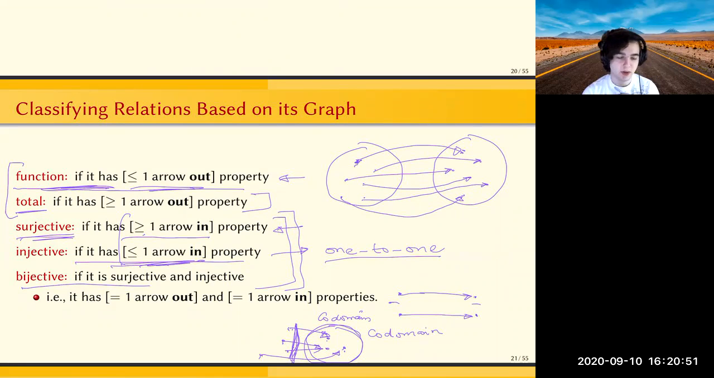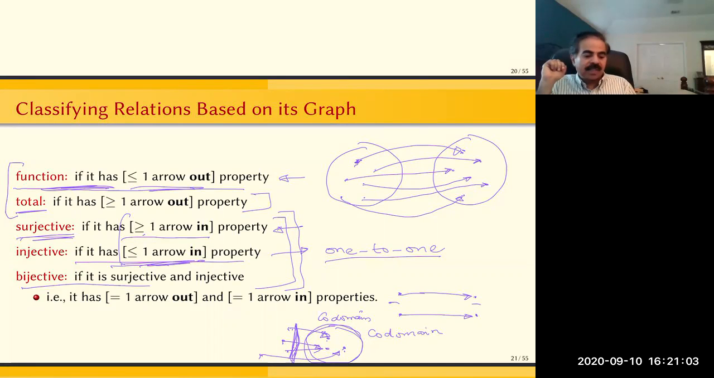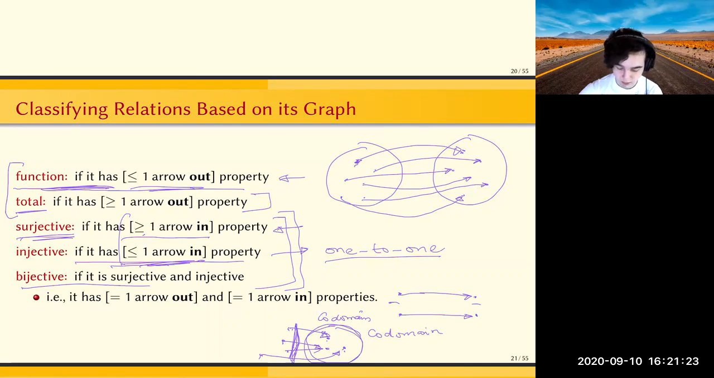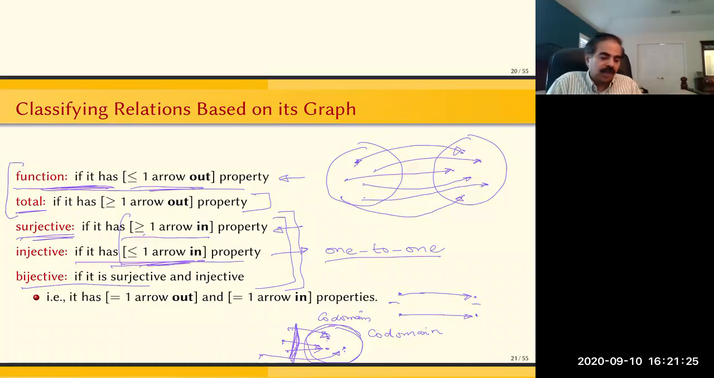I had a question about bijective. Bijective means it has one arrow out and one arrow in. But what forces it to only have one arrow out? Okay, so if it's a bijective function, typically we talk about functions when we are talking about surjective, injective, and bijective, and that's what makes it. So we'll say one-to-one function. For instance, in the case of injective, we'll say one-to-one function.